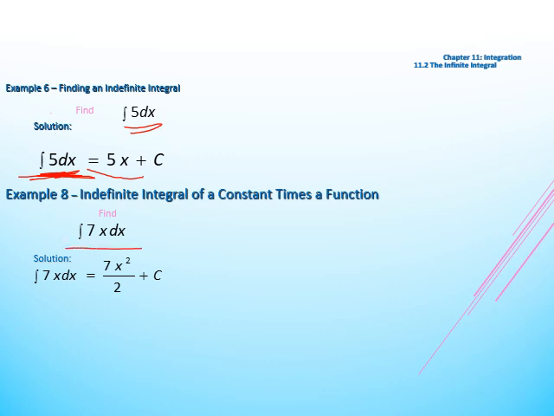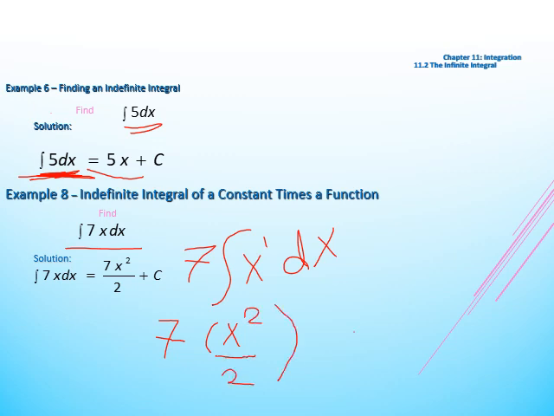Another example, the integration of 7x dx. Now 7 is a constant. We can take it out using the previous rule, so 7 times the integration of x dx, which means 7 multiplied by, when we add 1 to the power, which is already 1, 1 plus 1 equal 2, and dividing by the power, which is 2, here adding c, which is a constant. So our answer will be 7 times x squared over 2 plus c.